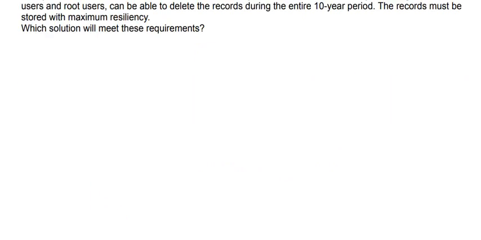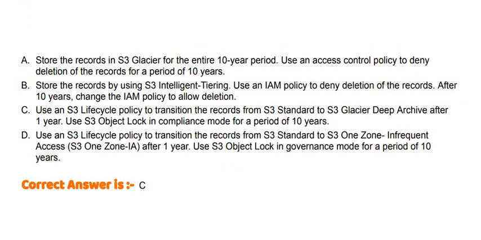Option A. Store the records in S3 Glacier for the entire 10-year period. Use an access control policy to deny deletion of the records for a period of 10 years. Option B. Store the records by using S3 Intelligent-Tiering. Use an IAM policy to deny deletion of the records. After 10 years, change the IAM policy to allow deletion. Option C. Use an S3 lifecycle policy to transition the records from S3 Standard to S3 Glacier Deep Archive after 1 year. Use S3 Object Lock in compliance mode for a period of 10 years.